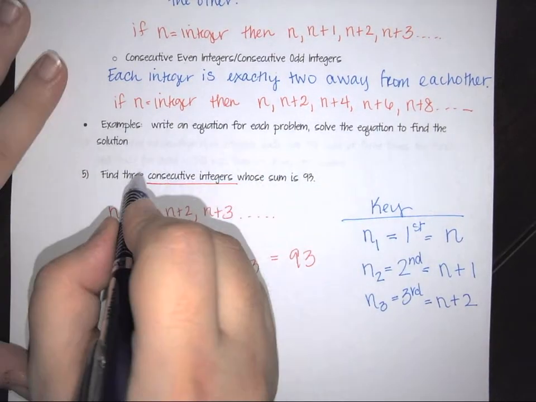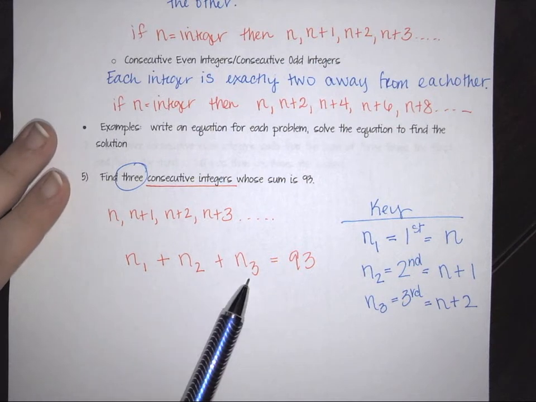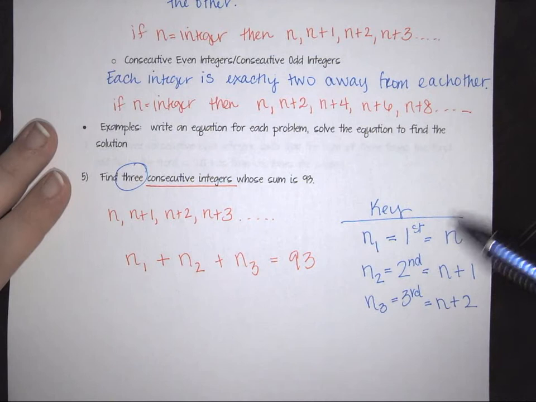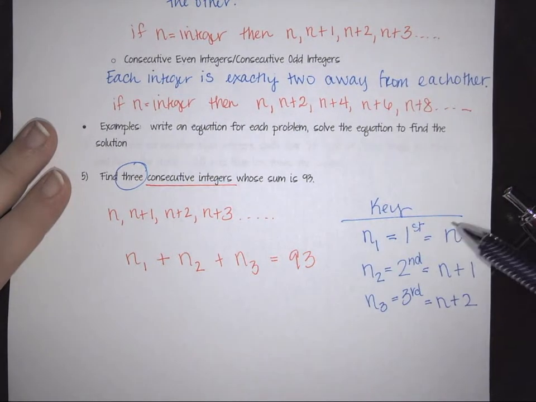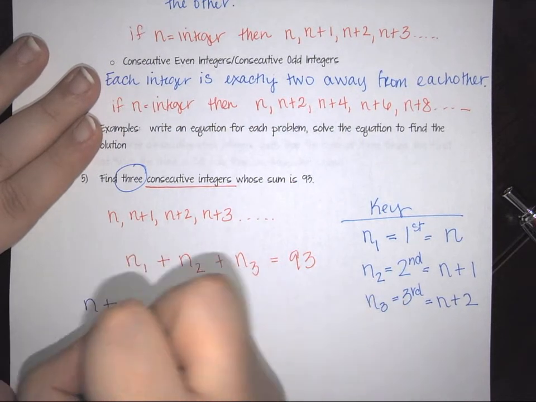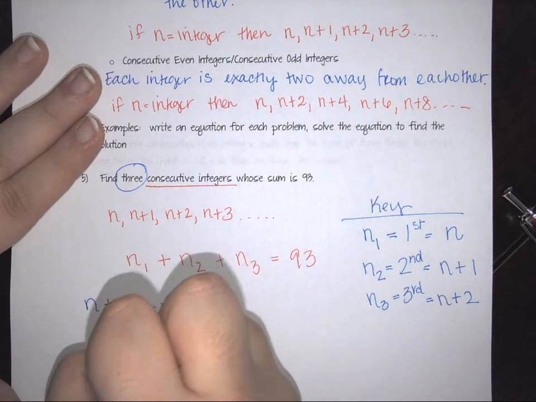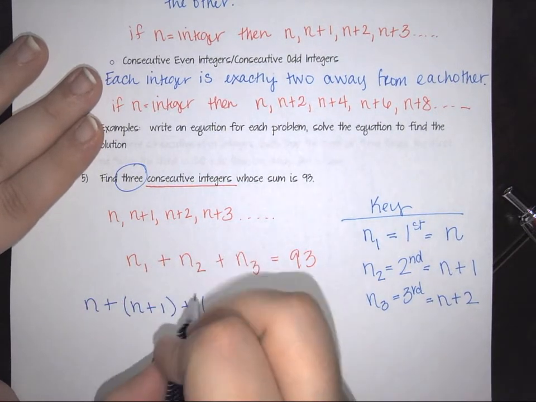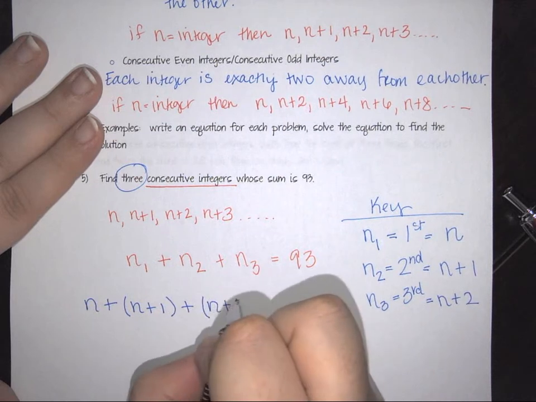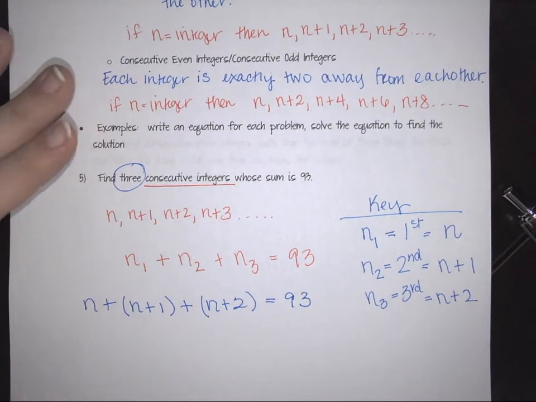Now we only wanted to find 3 different integers. So what we have to do is replace n1, n2, and n3 with the appropriate formulas, these values here. So this formula is going to become n plus, and then my n2 was n plus 1, so this is n plus 1, plus my n3 is the n plus 2, and this has to equal 93. So now I have something that I can solve.